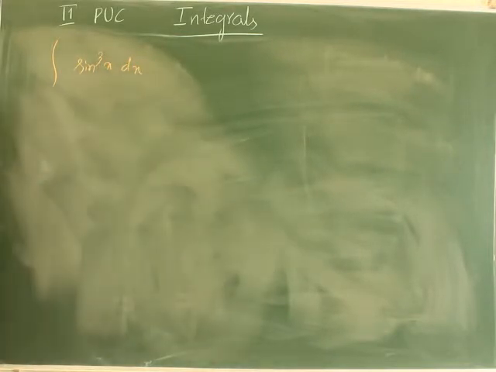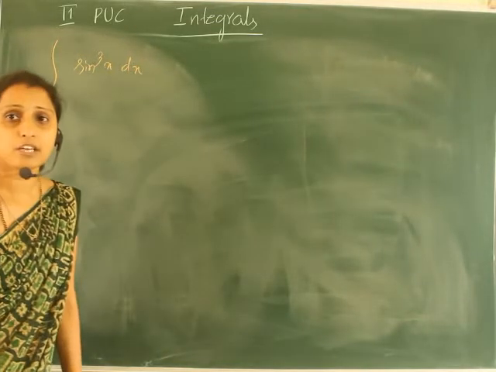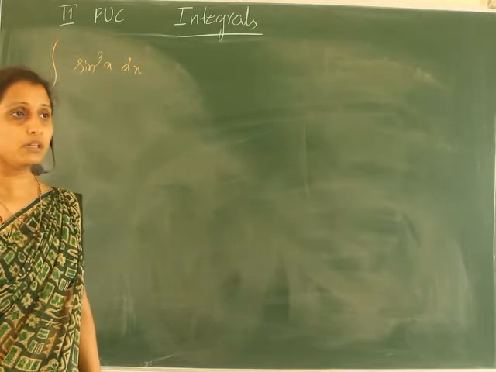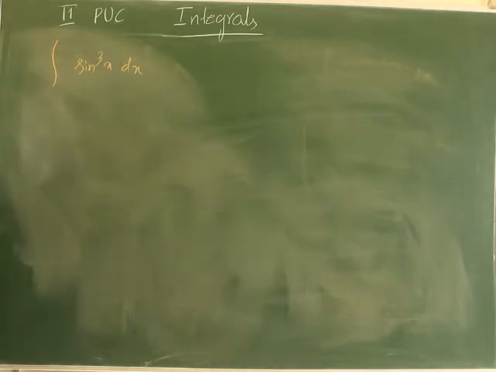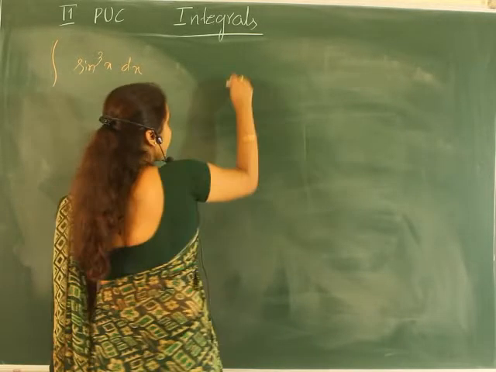So sine cube x. We have the formula for x power n: the integral of x power n is x to the power n plus 1 divided by n plus 1. But we don't have anything like sine to the power n x. But we can simplify sine cube x by using a formula. We have the formula for sine 3x. So what is sine 3x? Sine 3x will be 3 sine x minus 4 sine cube x.